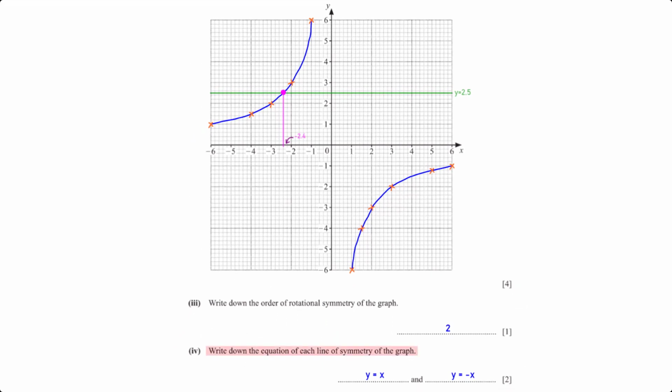Write down the equation of each line of symmetry of the graph. The line of symmetry of the graph is the line that splits the graph into two mirror halves. The graph has two lines of symmetry, y equals x and y equals -x.